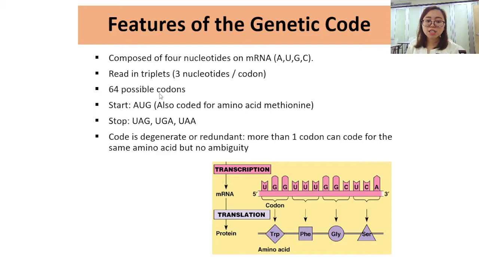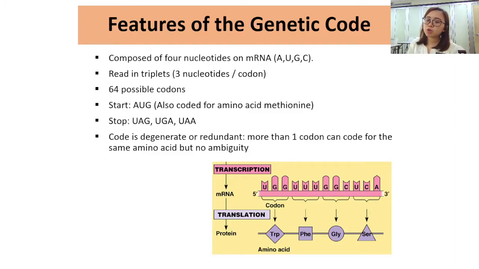The code is degenerate or redundant. That means you have more than one codon that can code for the same amino acid but no ambiguity. Apa maksud ayat di sini? Kita punya codon ada yang berulang. Maksudnya, beberapa codon boleh code untuk amino acid yang sama.